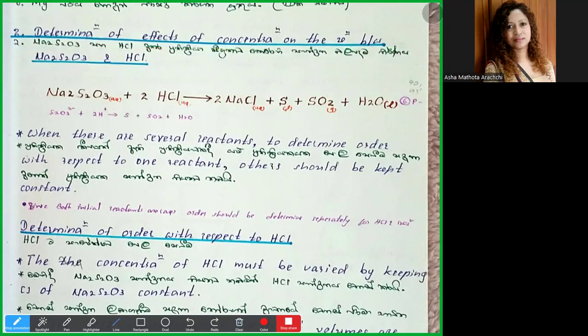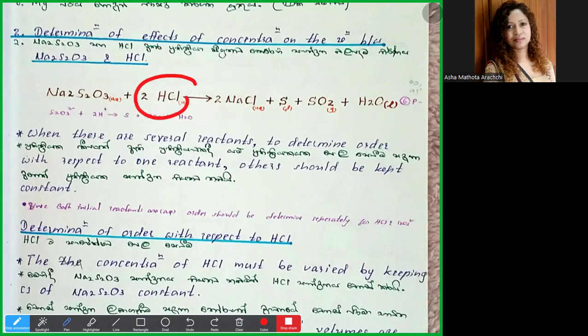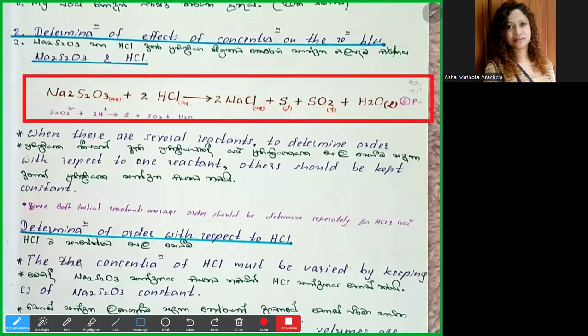If you remember, this is a reaction from inorganic chemistry. Whenever you add any acid to thiosulfate, it releases SO2 gas plus sulfur. Now tell me, what is the observation here?